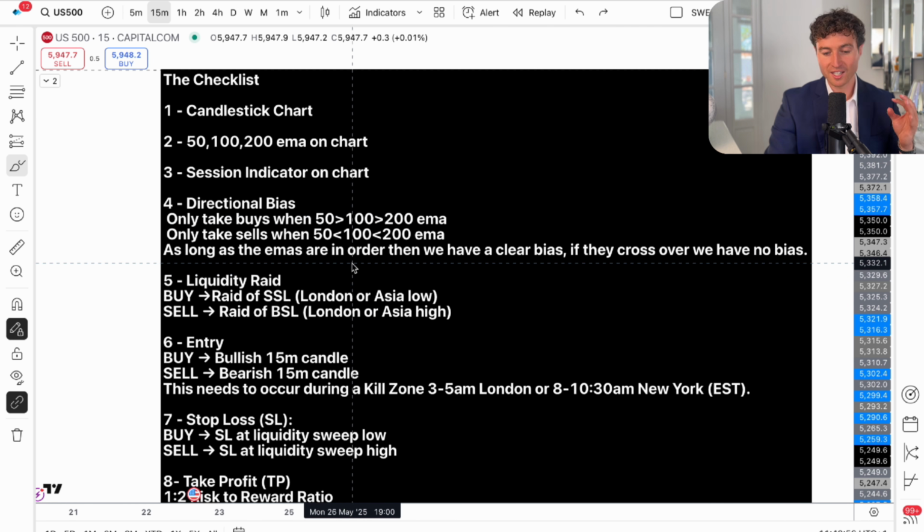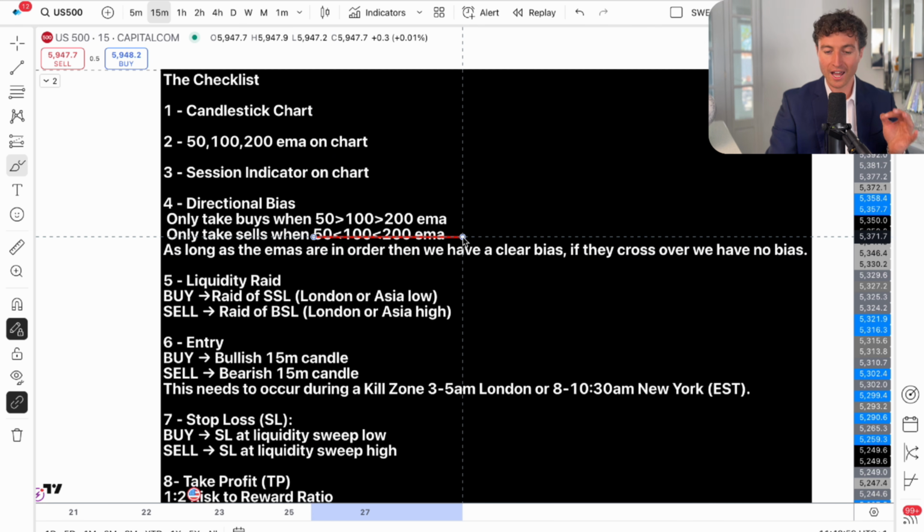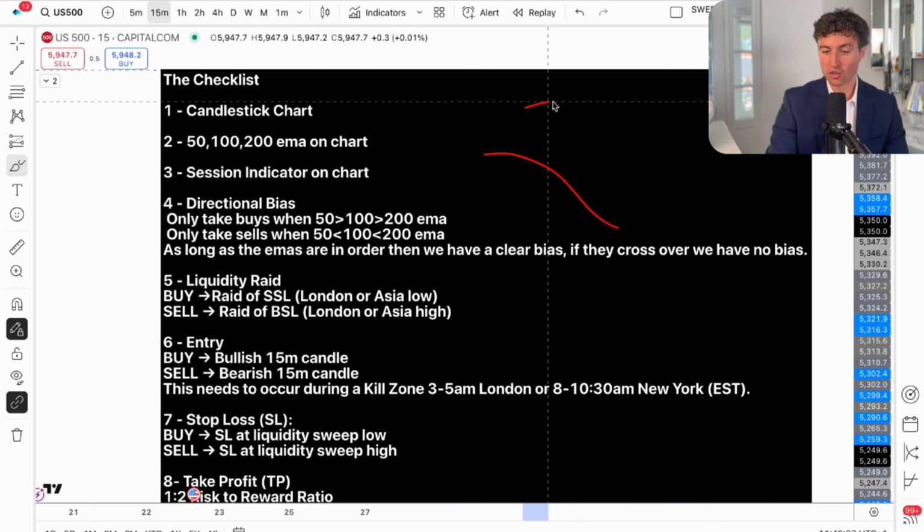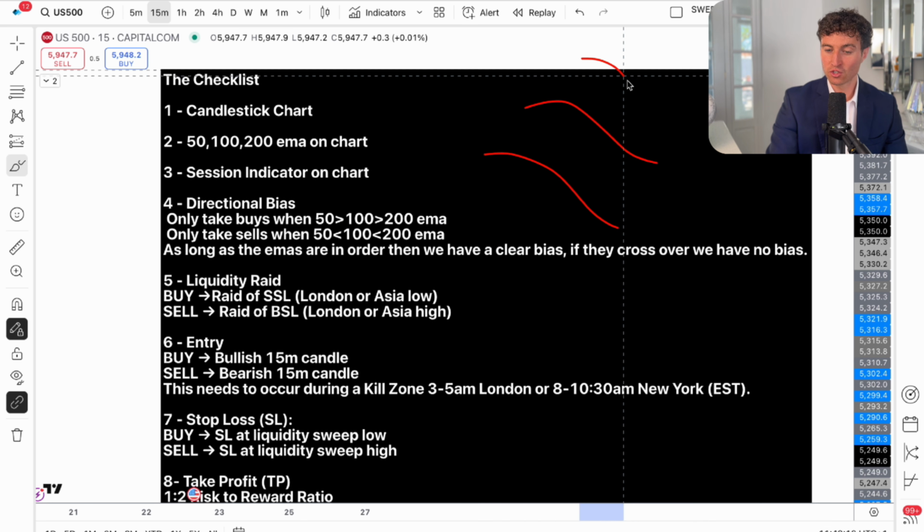We only take sell positions when the 50 is less than the 100, which is less than the 200. So let's say that this is the 50 EMA, this is the 100 EMA, and this is the 200 EMA.